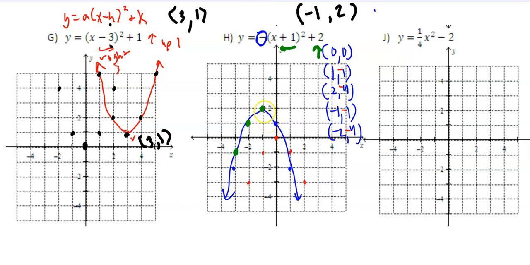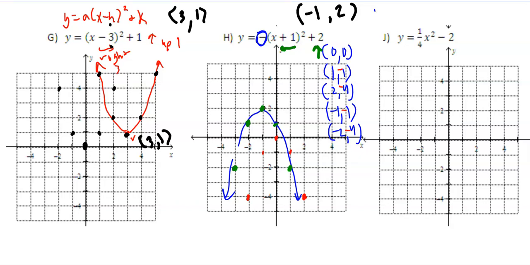I think I messed up that other one. Oh, I messed up those points. Sorry, these points should have been here and here. I didn't count them right. Sorry about that. So over 1, up 2 is right there, and over 1, up 2 is right there. So you get the same 5 points doing it that way. But again, it's just a different way of doing it.